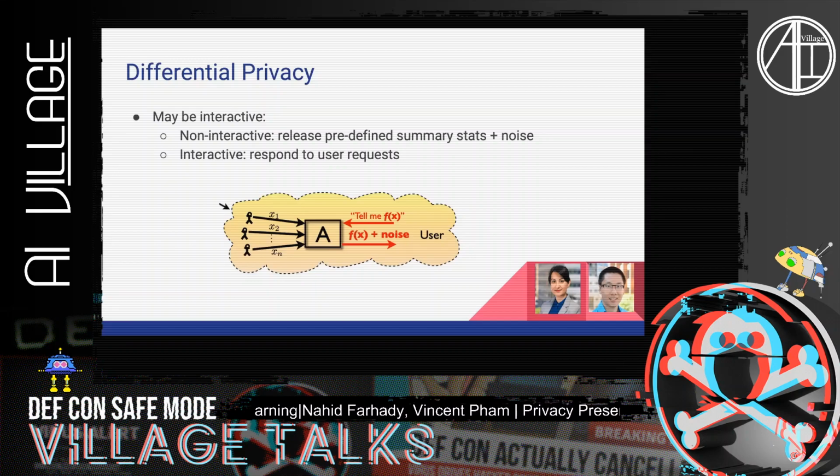It can be non-interactive or interactive. For example, in the case of non-interactive, we pre-compute the stats, the amount of noise, the amount of relationship between the input features, and then inject noise to that. In the case of interactive, the amount of noise is injected based on users' requests.